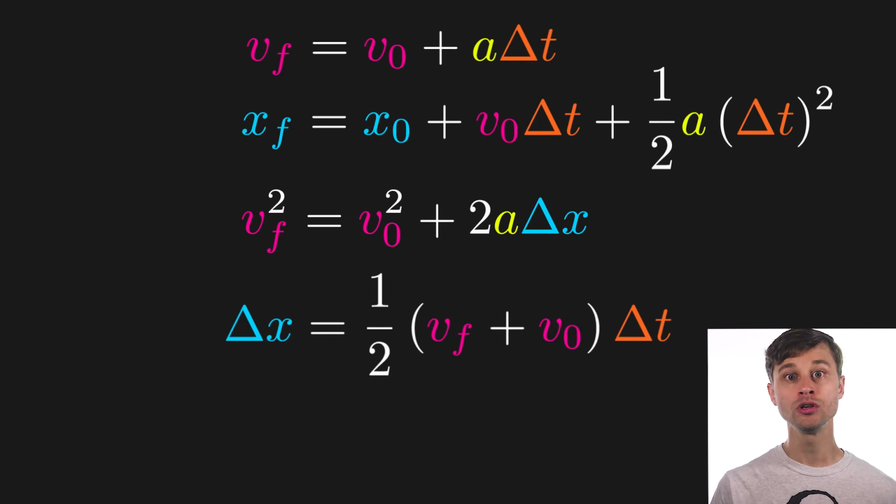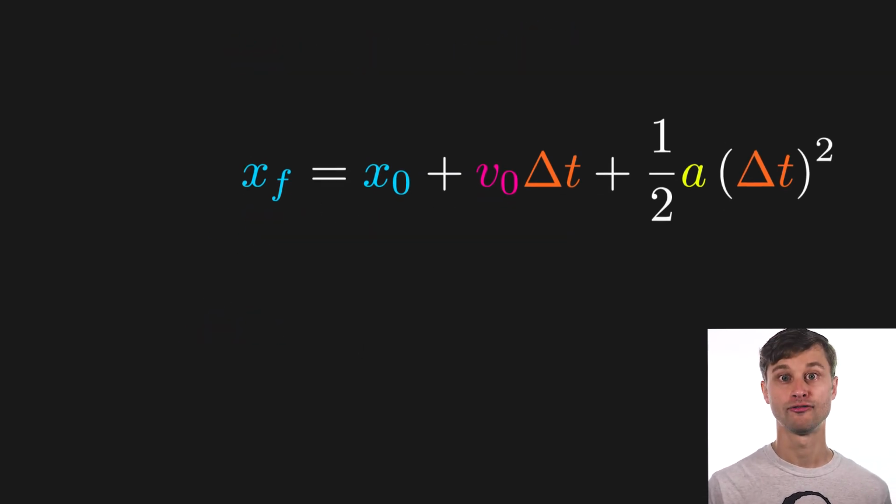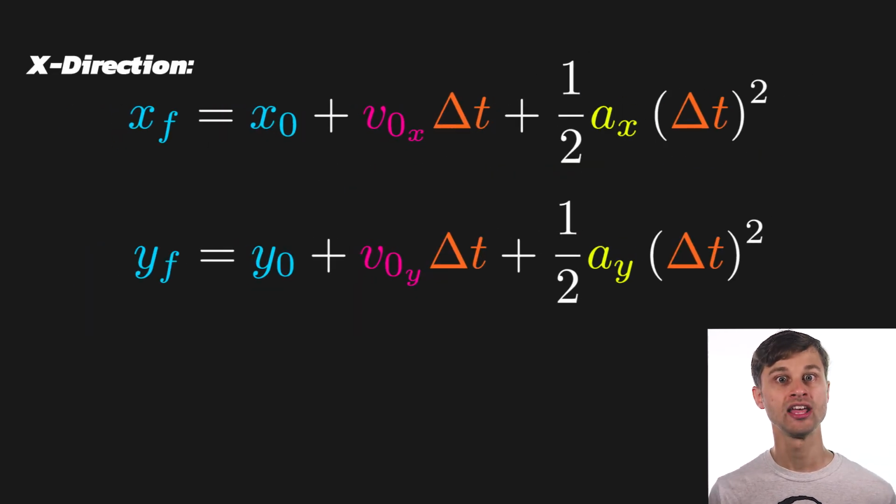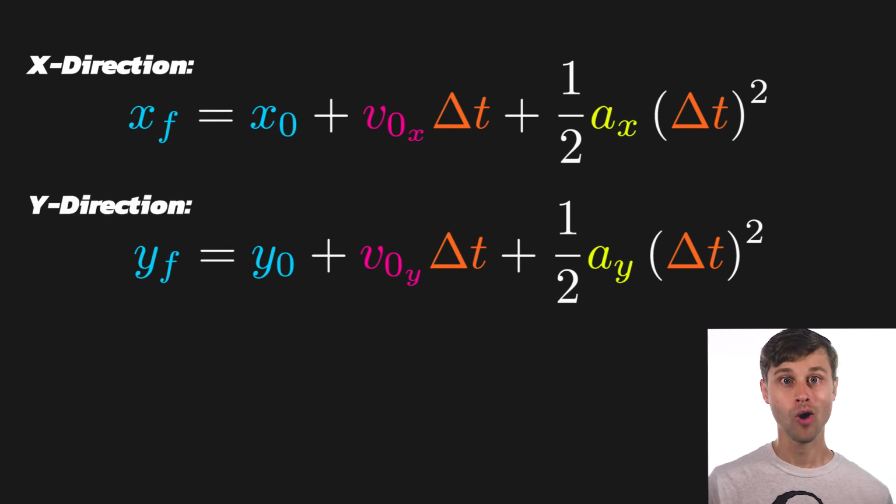For instance, in 2 dimensions, the position function equation looks like this. We have an x equation. x final is equal to x initial plus v initial x times time plus 1/2 a in the x direction times time squared. And our position function in the y direction would be y final is equal to y initial plus v initial in the y direction times time plus 1/2 a in the y direction times time squared.